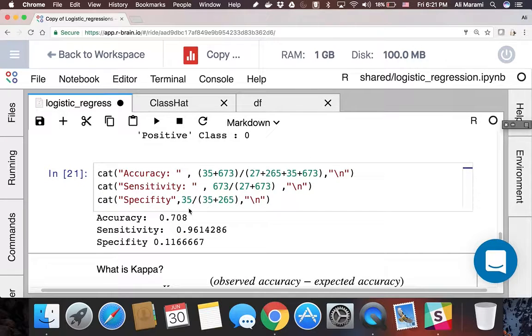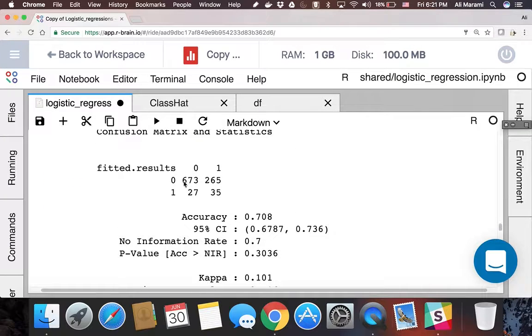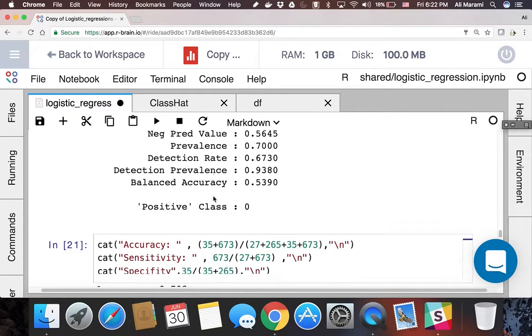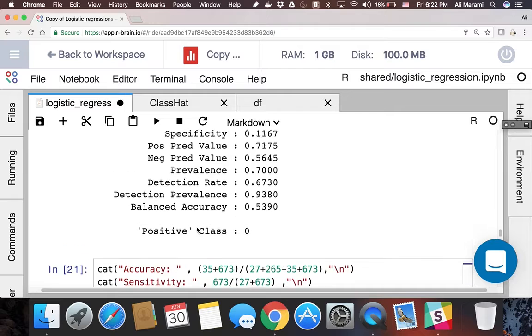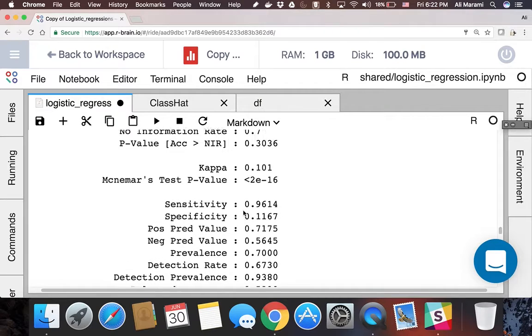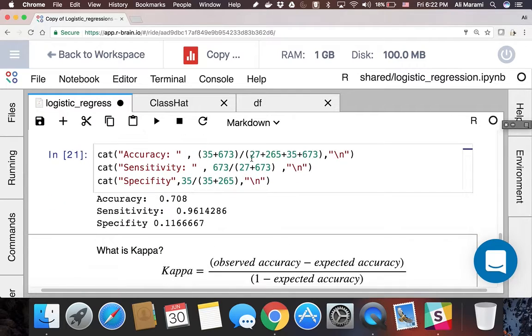For example, for accuracy, here I have 35 out of 60. 35 is all true, so it was expected to be 1 and we get 1, plus 673, we expect 0 and we get 0. If we sum them up and divide by all events, this is the accuracy, 0.708, and you see it's reported as a similar number here on top. So you can replicate the outcome as you wish.